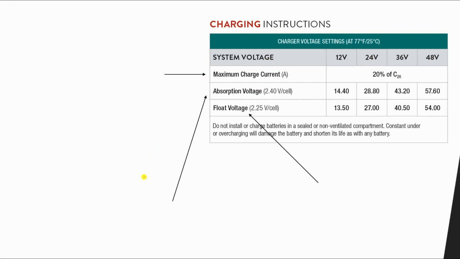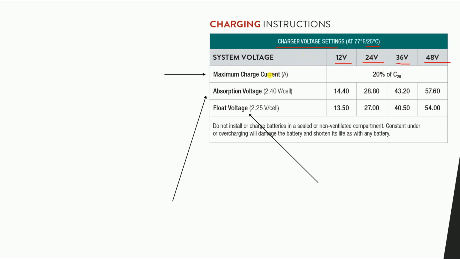You can see here the charger voltage settings at 25 degrees Celsius. So these values will be used for the charge controller at 25 degrees Celsius. Now you can see that this battery can be 12 volt or can be connected to form 24 or 36 or 48 as you would like.